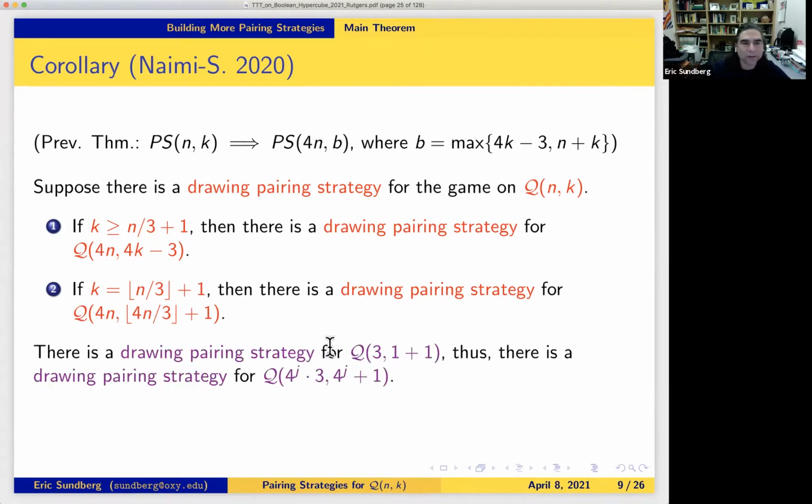And since our drawing pairing strategy for the Q(3,2) game actually has that nice form, this one right here is 1/3 the dimension of the board. Here's the little +1 that we had. Since the Q(3,2) game has that nice form for the dimension of the winning sets, then we can repeatedly apply bullet point 2, and we get that for games on boards whose dimension is 3 times a power of 4, the second player is actually able to block subcubes whose dimension is essentially 1/3 the dimension of the board.